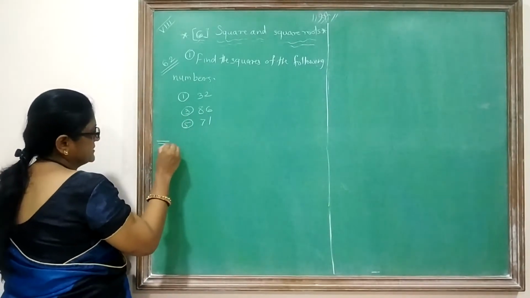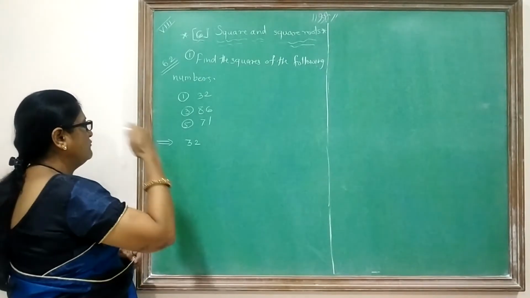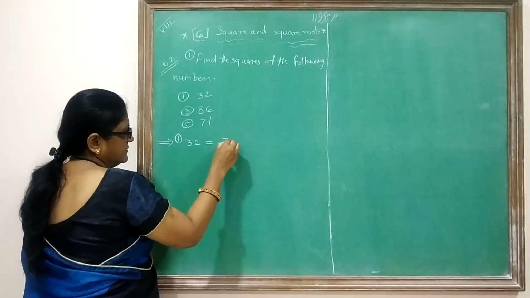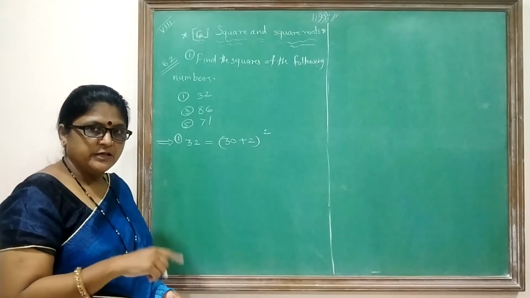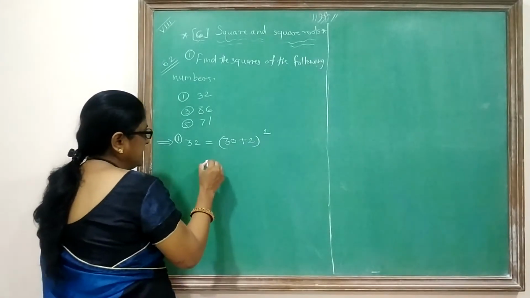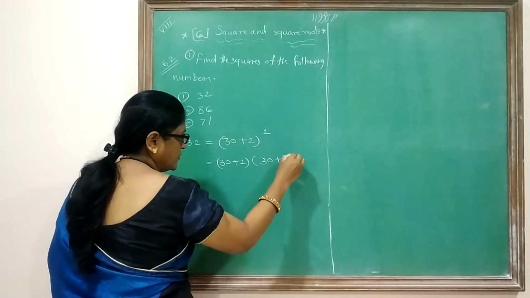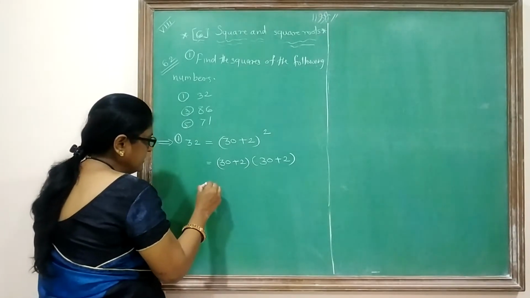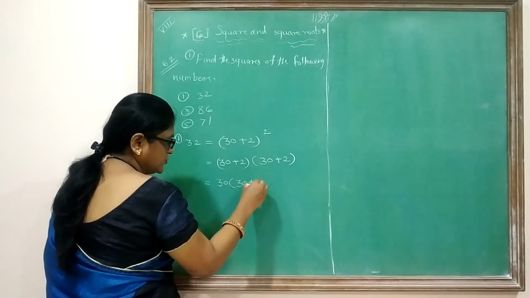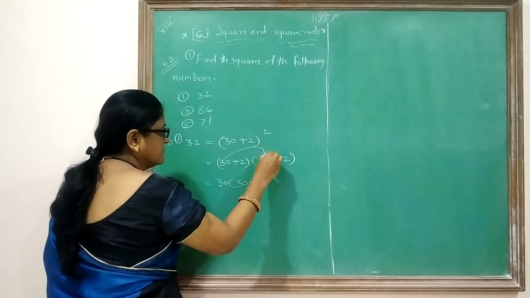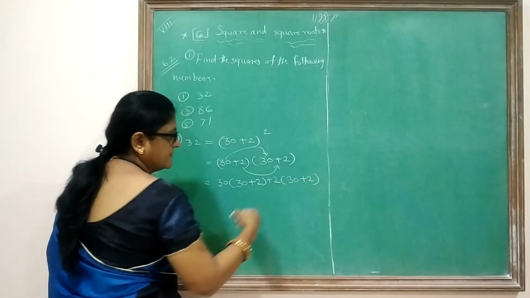First you will write 32. Your first example is 32. Then which type can you convert it to? 30 plus 2, whole bracket squared. Again you will write this two times, that is 30 plus 2 and 30 plus 2. Then 30 is multiplied by the whole bracket, that is 30 plus 2, and plus 2 is multiplied by the whole bracket, that is 30 plus 2.